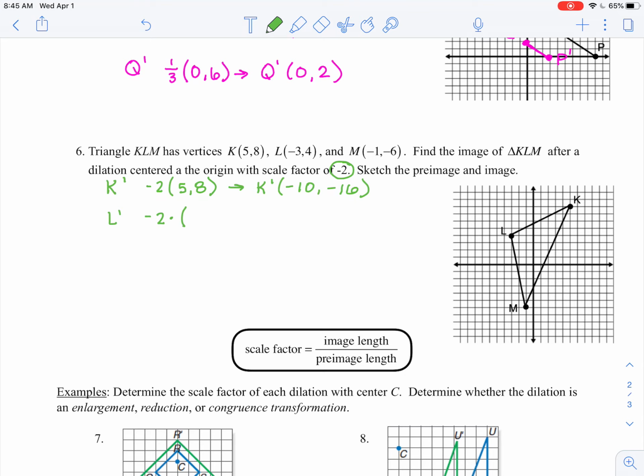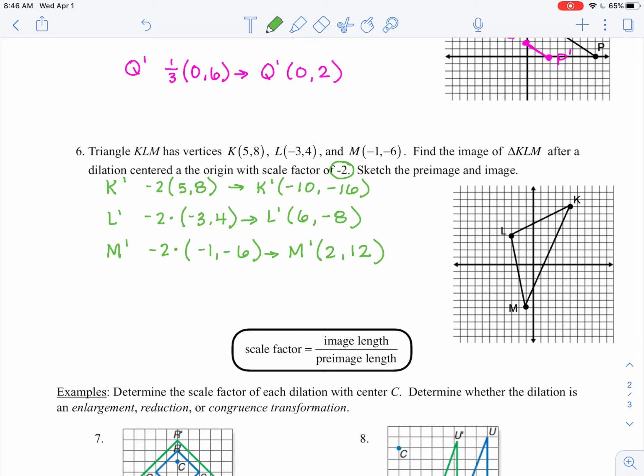To get L prime, I multiply -2 by each coordinate from point L. So L prime is at (6, -8). And to get M prime, again, I multiply my scale factor of -2 by the coordinates from M. And M prime will go to (2, 12). Remember, a scale factor of -2 means that my figure is going to get twice as large, but it's also going to be rotated 180 degrees about the origin.